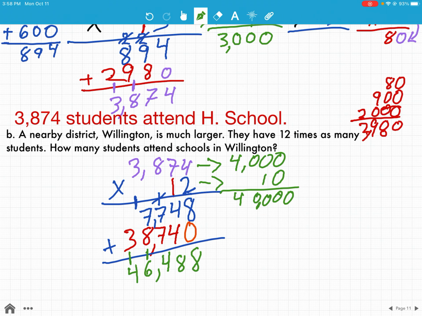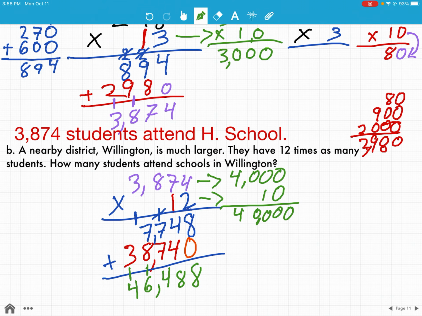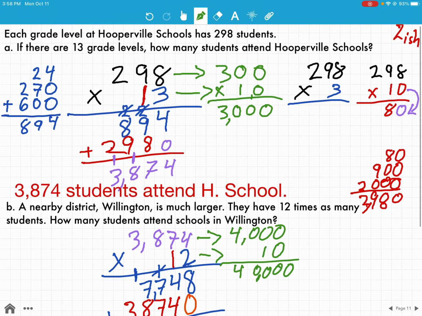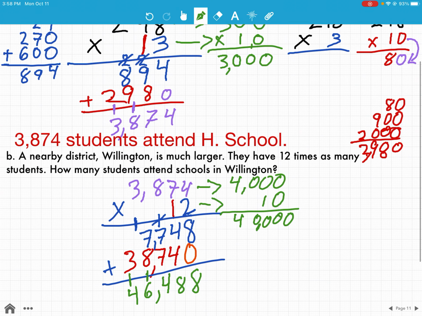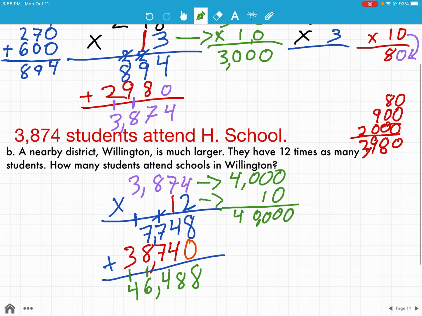3 plus 1 is 4. And my answer is 46,488. So this district is 12 times as large, as many students, so it has 46,488. All right, so again, this is 2-ish. So please remember what we did here. We multiplied first, then we multiplied again with the answer that we got from part A.